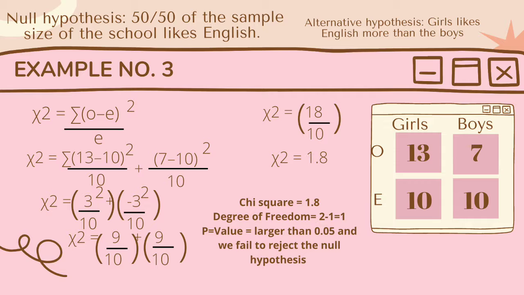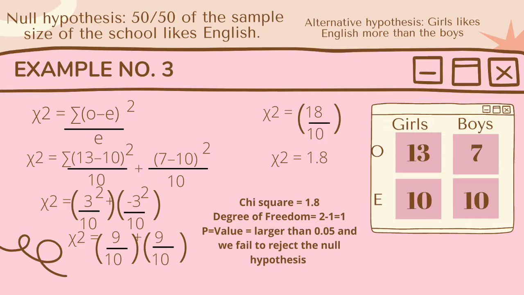Then, chi-squared is equal to 18 divided by or over 10, because 9 plus 9 is 18. And after that, we divide 18 by 10, so our chi-squared is 1.8. The chi-square is 1.8 and the degree of freedom is 1.